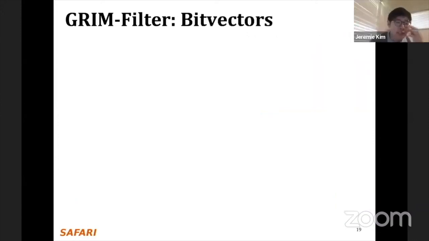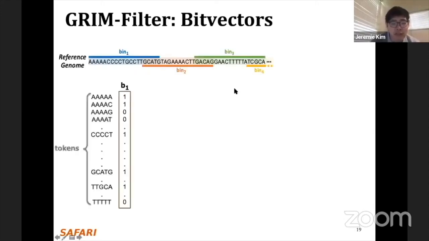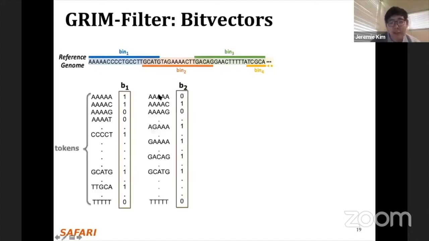So let's look more closely at how these bit vectors split up the reference genome. So we have these bins that are overlapping across the whole reference, and we have these bit vectors that represent each bin here. And so basically we have a lot of these bit vectors depending on the bin size, and obviously the bit vectors depend on the token size.